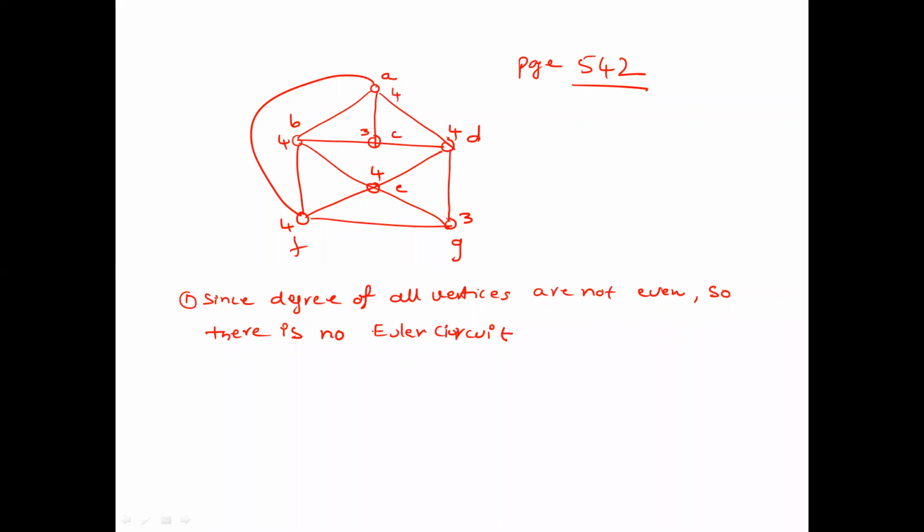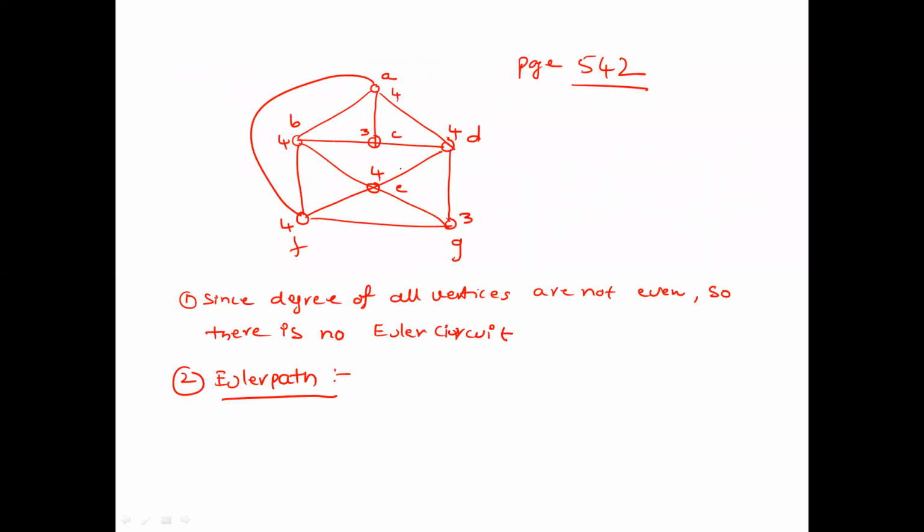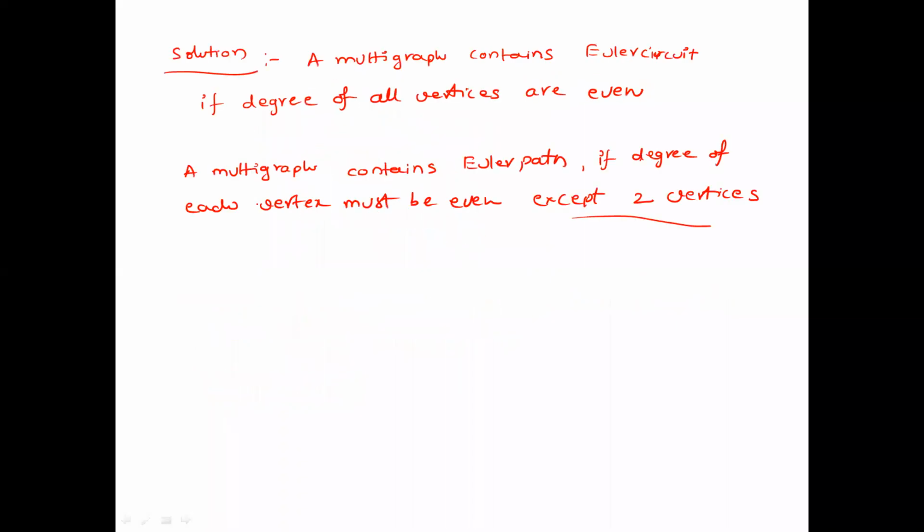And what about the Euler path? Does a Euler path exist or not? Yes, it exists. What is the condition for the Euler path? All vertices must be even except two vertices. That means two vertices can have odd degree. Now if we see here, all are even, and only two vertices, C and G, are odd.